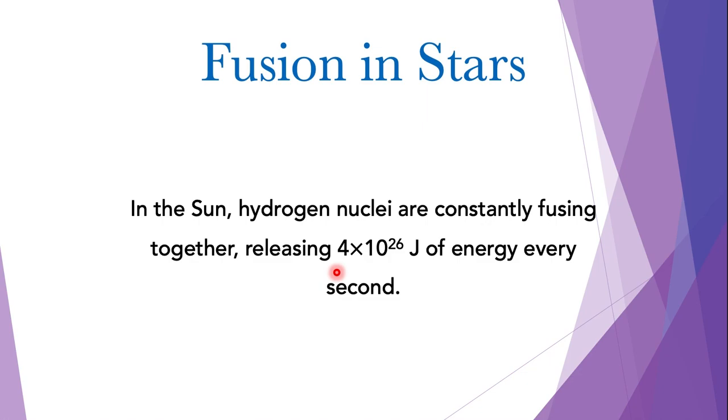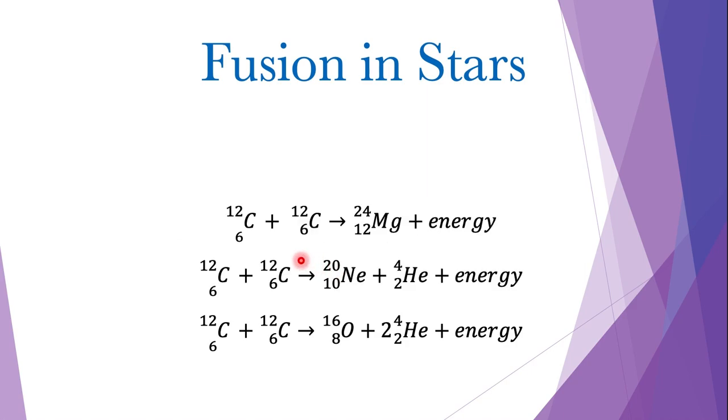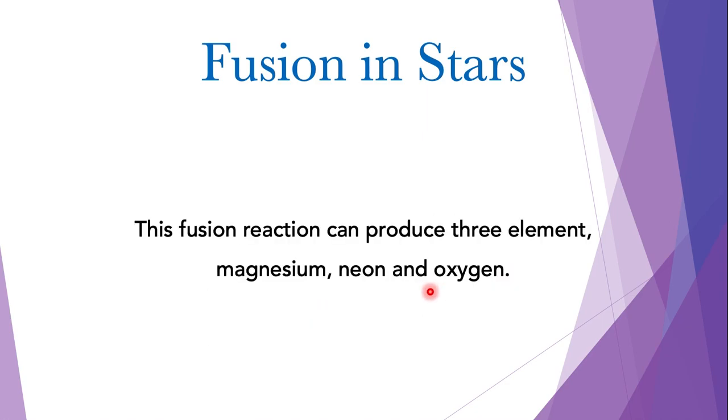Here are some examples of what can happen when 2 carbon nuclei fuse together in a very hot star. Here we have 2 carbon nuclei. These are the normal ones, not isotopes, not radioactive, just simple carbon nuclei fusing together to form a magnesium atom and energy. Here they form a neon atom and a helium atom and energy. Here they form an oxygen atom and 2 helium atoms and energy. These are some predictions of what can happen when 2 carbon nuclei fuse together in a very hot star. So this fusion reaction can produce 3 elements: magnesium, neon, and oxygen.